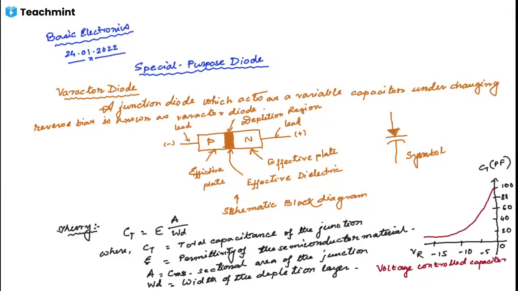And the capacitance is in the order of picofarad. It will be 10 to the power minus 12 farad. 1 picofarad is 10 to the power minus 12 farad. Minus 12 farad equals 1 picofarad.